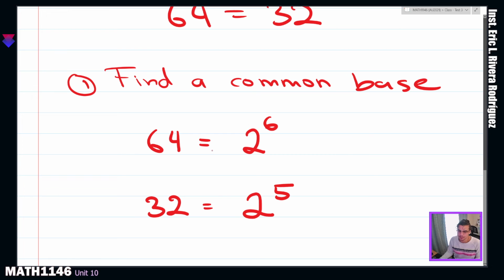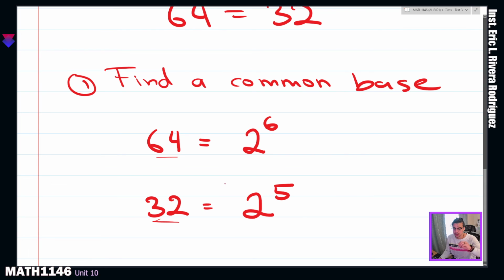When we are looking for a common base, what we want to do is to find if these numbers are powers of a common number. So 64 is a power of 2. 32 is also a power of 2. So 64 and 32 share that they are powers of 2.